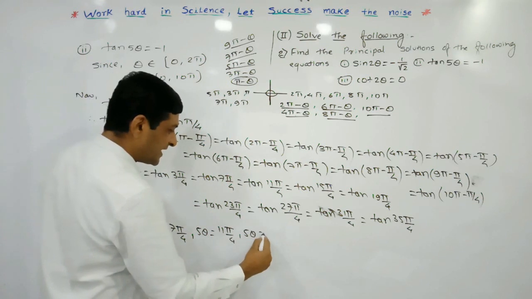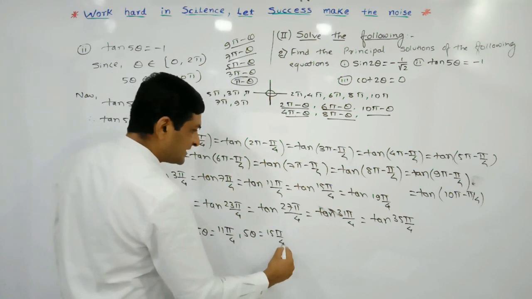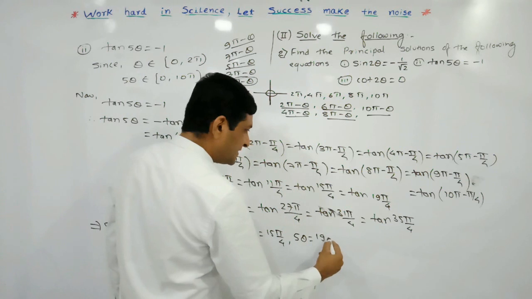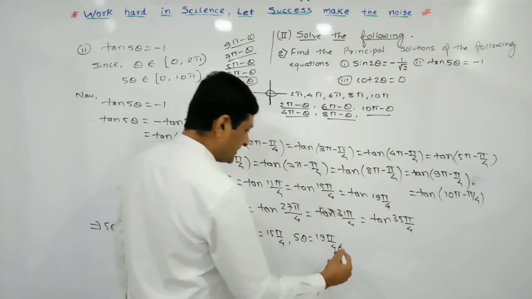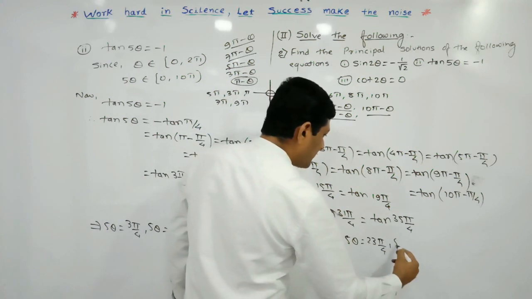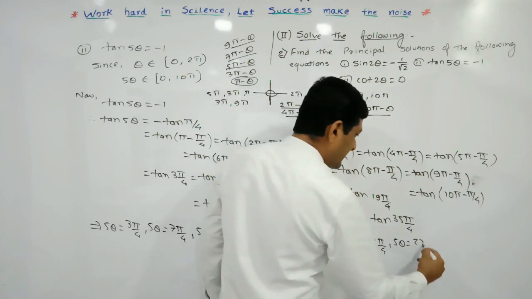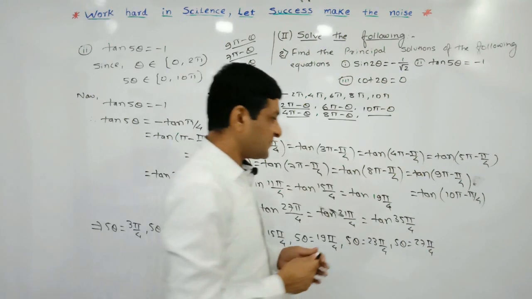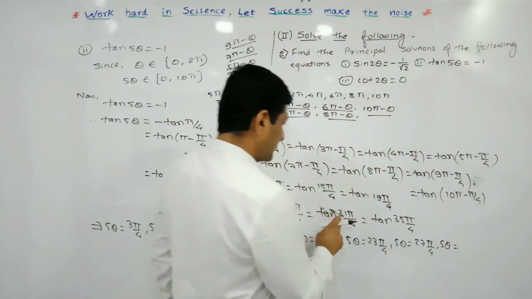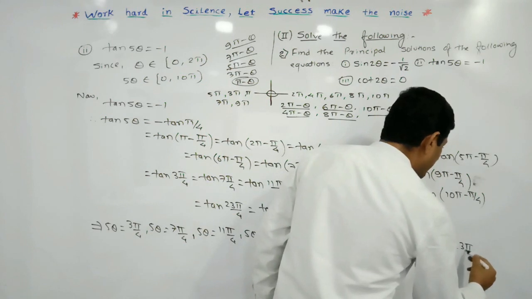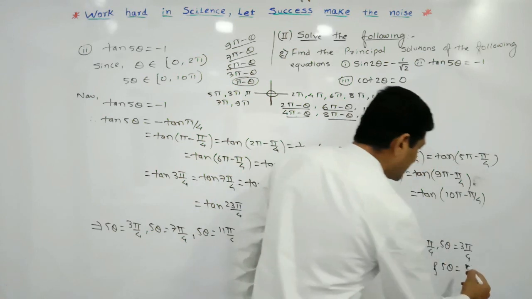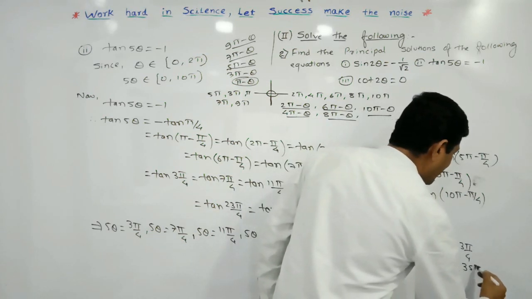Continuing this way, phi theta is equal to 15 pi by 4. Then the next value is 19 pi by 4. Then the next value of phi theta is 23 pi by 4. Next value of phi theta is 27 pi by 4. Next value, after 27, is 31 pi by 4, and the last value is 35 pi by 4.